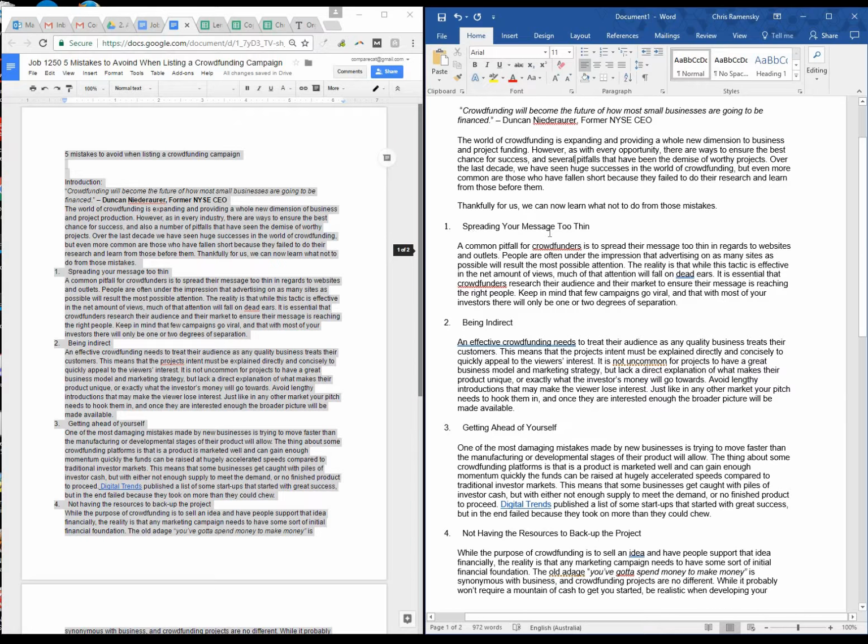What not to do. Spreading your message too thin. A common pitfall for crowdfunders is to spread their message too thin in regards to websites and outlets. It's to spread. Just highlight that for a second.